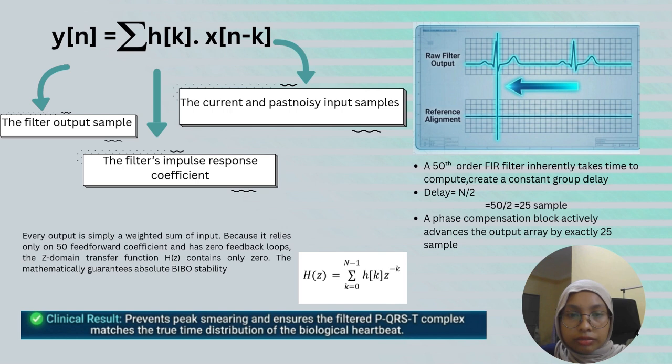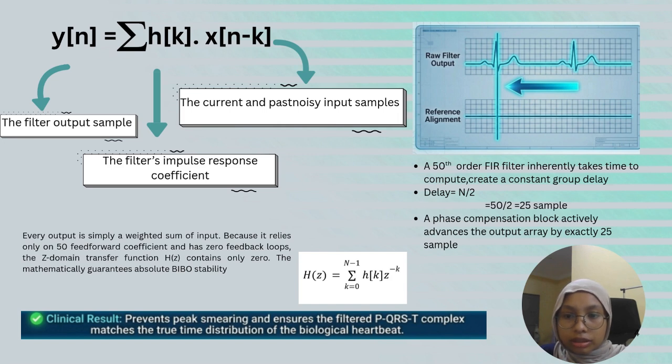So here is the equation of discrete time linear convolution. y[n] is the filter output sample and equals the sum of h[k], where h[k] is the filter impulse response coefficient, multiplied by x[n minus k], the current noisy input sample. Because our system relies on 15 feedforward coefficients and operates without feedback, the Z domain transfer function contains only zeros. So it mathematically guarantees absolute BIBO stability.